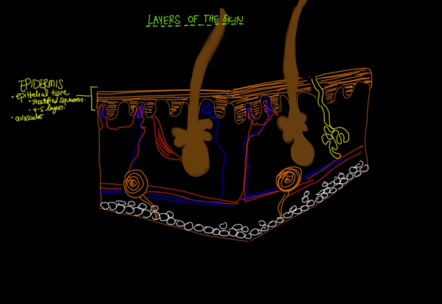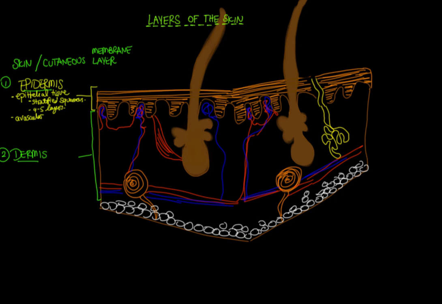Now let's move a little bit more deeply. And so our next layer that we're going to be discussing is what we call the dermis. So the dermis is located deep to the epidermis. And so both of those layers, the epidermis and the dermis, make up our skin. Another name for skin is the cutaneous layer or cutaneous membrane. And so this cutaneous membrane, or our skin, is made up of 2 layers, the epidermis as well as the dermis. Now the dermis itself is divided into 2 layers.